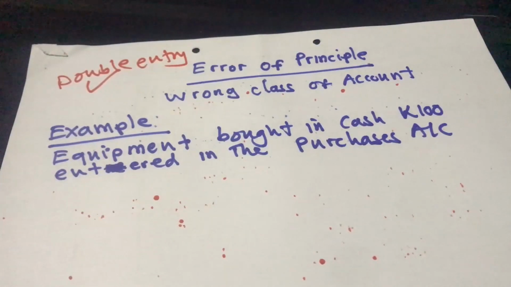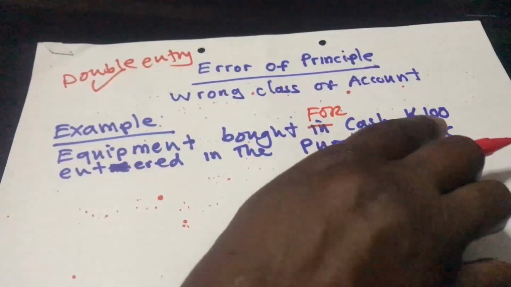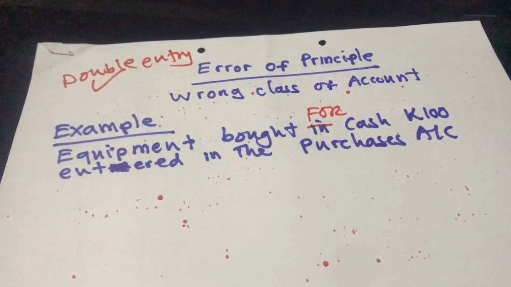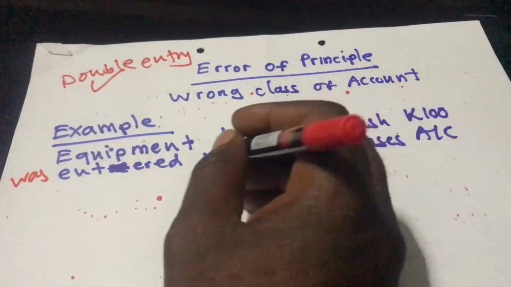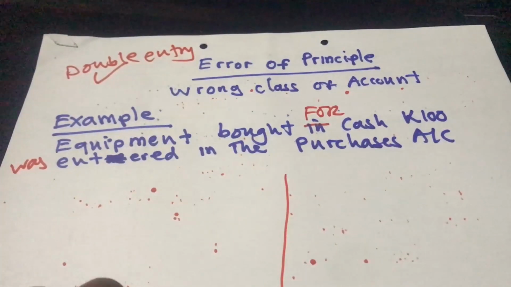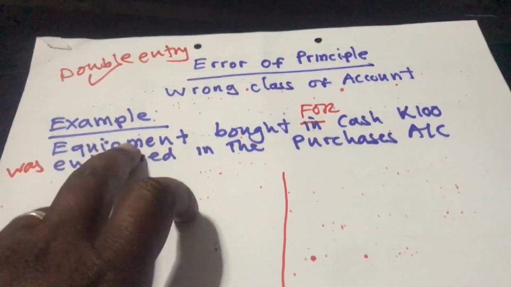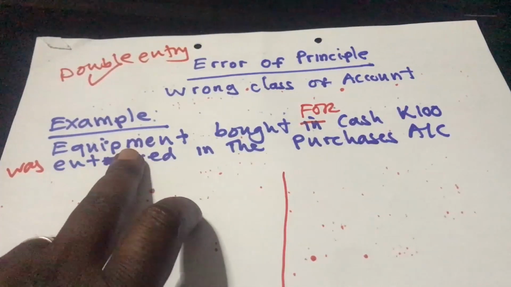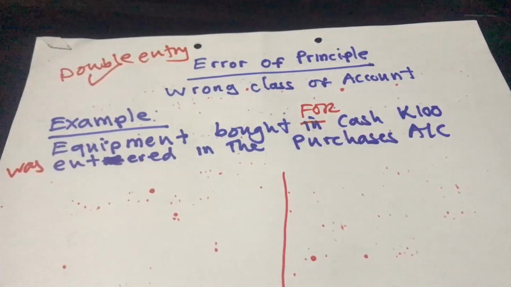Yeah, so let's take an example. So there was an equipment bought for cash, 100 kwacha was entered in the purchases account wrongly. Now, I'm sure you are aware that an equipment, once you buy it, this is not a purchase, this is an asset, it's a capital expenditure. So it is supposed to be capitalized there. Now, instead of being included on the non-current asset list, it was included in purchases.